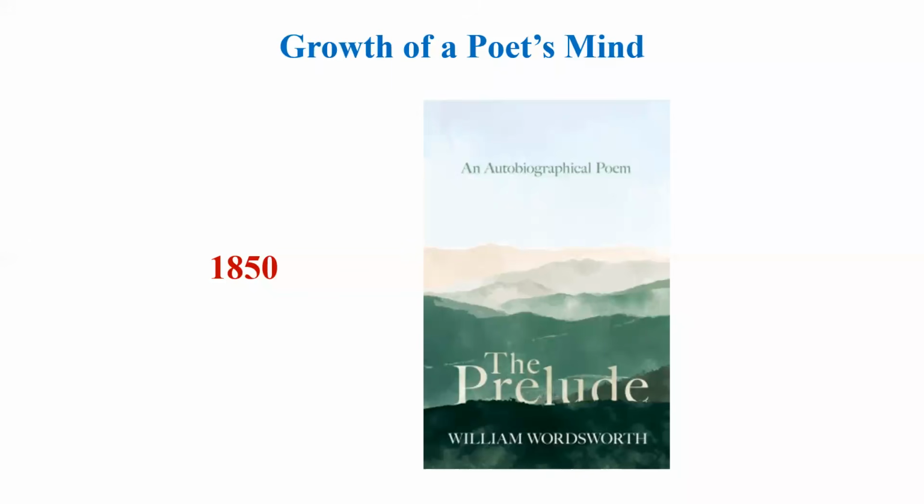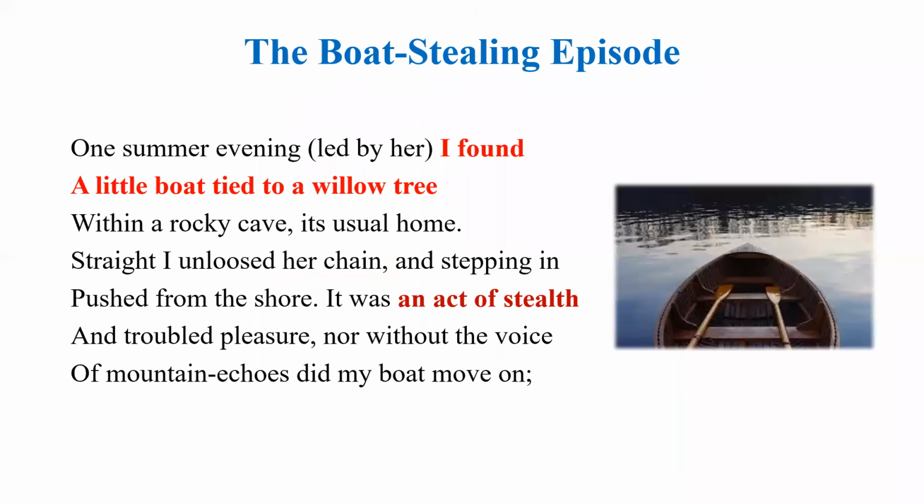It's an autobiographical poem, and in it there are a lot of things, but one episode is often talked about: Wordsworth's boat stealing episode. During his childhood, Wordsworth is known for stealing a lot of things. He stole eggs from a raven's nest, and he also stole rabbits from someone's snare. And this episode, the boat stealing episode, had an impact on his life.